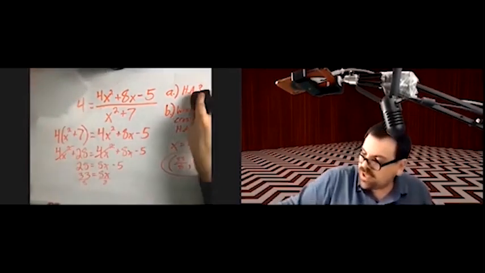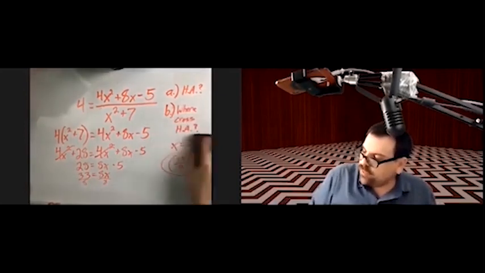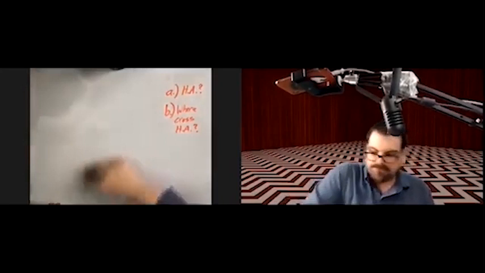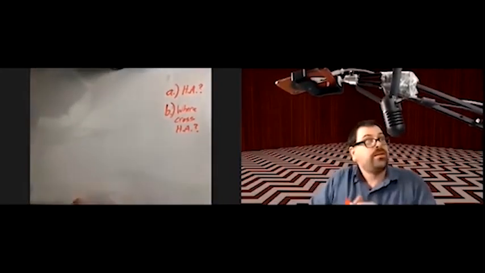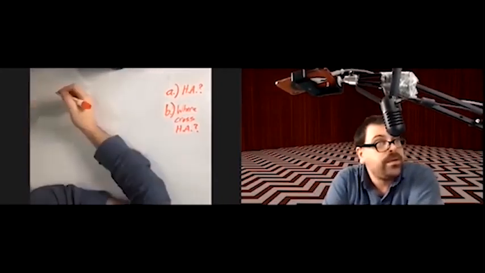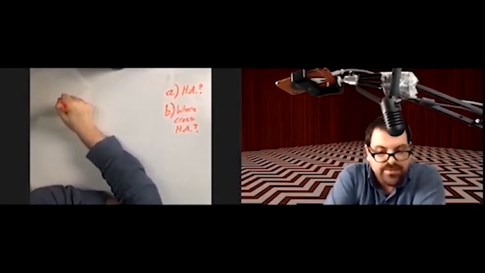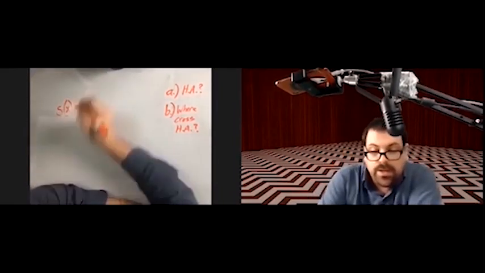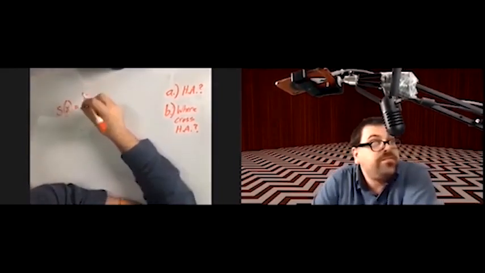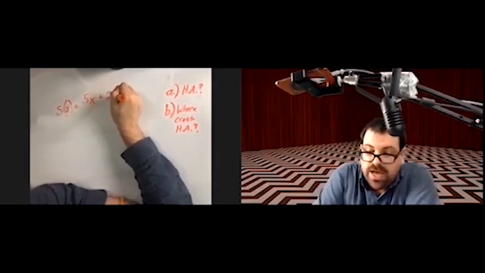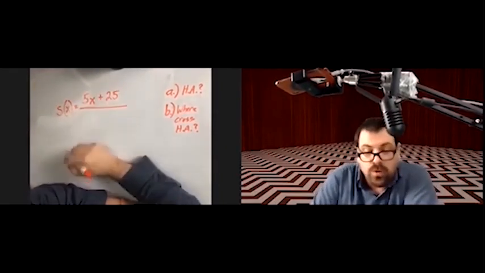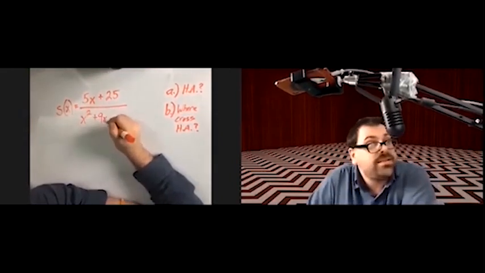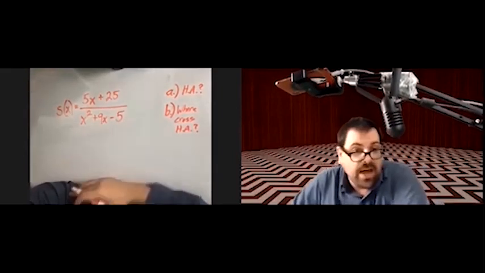Same questions. Horizontal asymptote, and where do we cross? New function. S of x equals 5x plus 25 over x squared plus 9x minus 5.